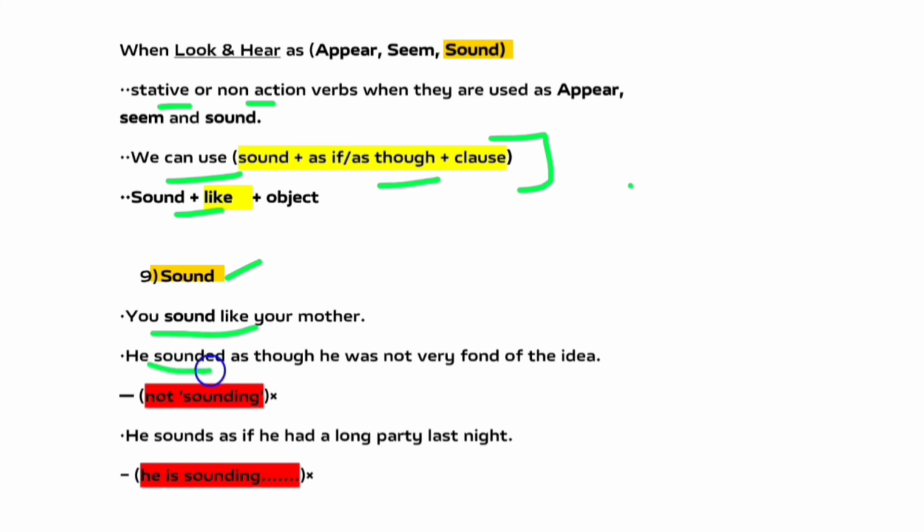And similarly, he sounded as though he was not very fond of the idea. We cannot say he was not sounding. This is totally wrong. And if you notice, we use as though followed by a clause. In the next sentence, he sounds as if he had a long party last night. Here also we use as if followed by a clause. But we cannot say he is sounding as if he had a long party last night. It is totally wrong.